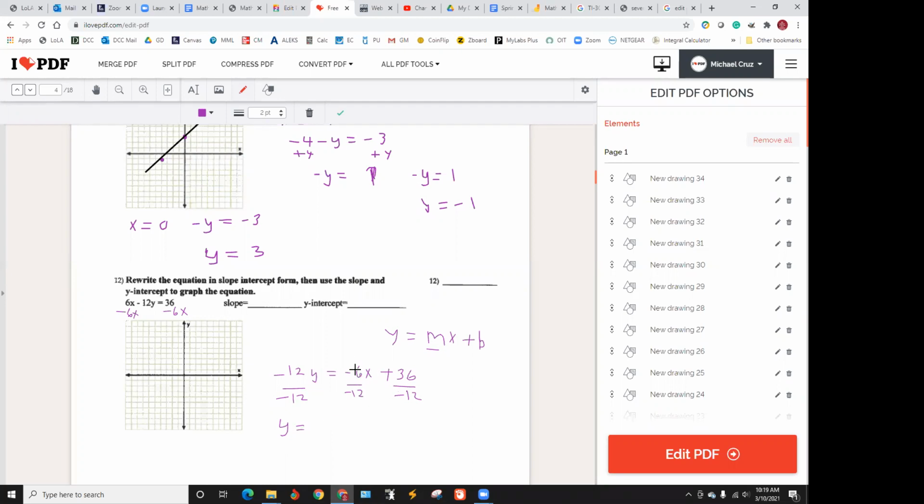Okay, so we got to reduce that. First of all, negative over negative is positive. 6 over 12 is 1/2. So there's our slope. And then this is negative 3.